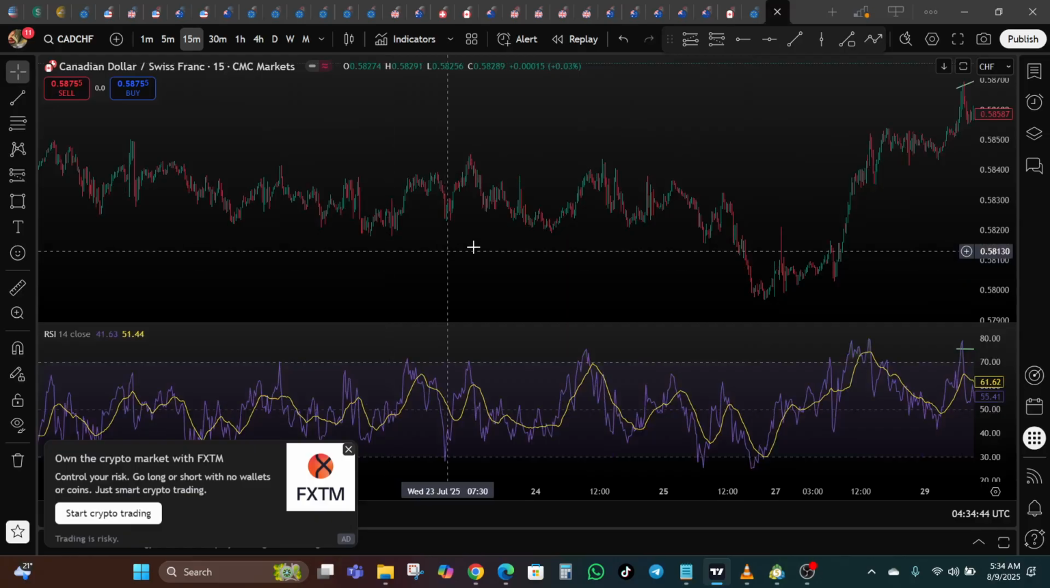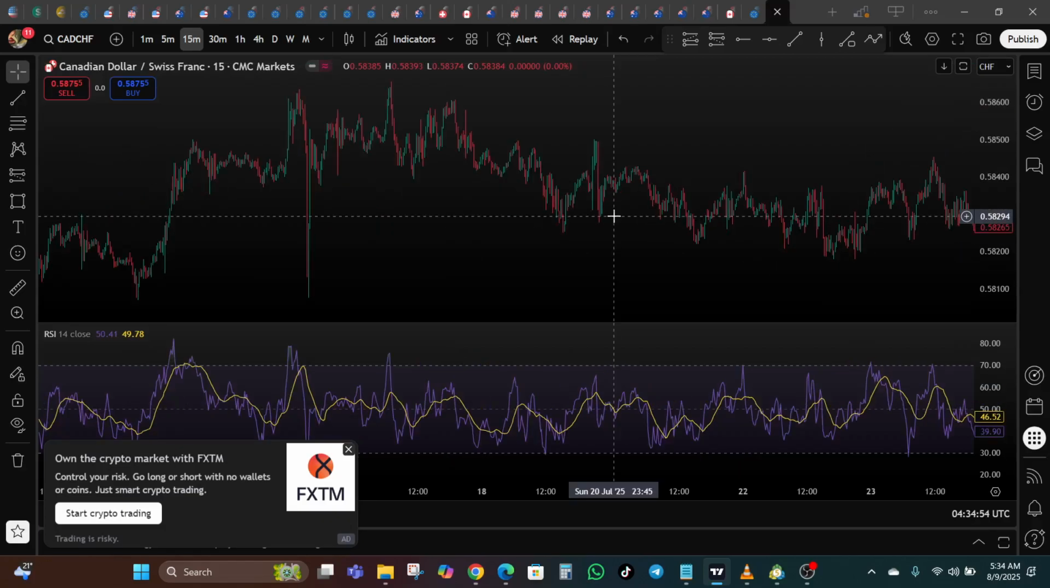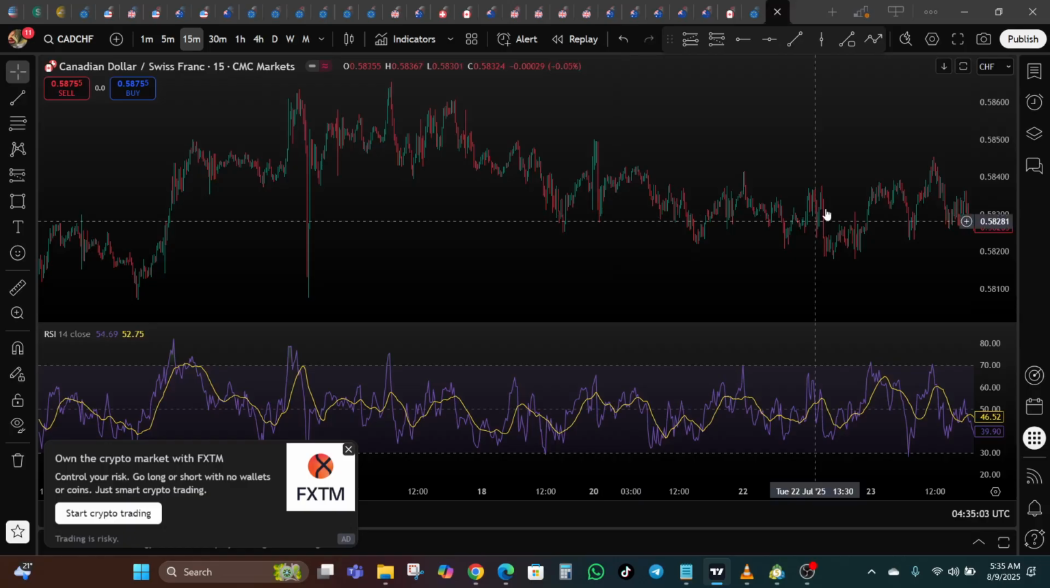When price makes a lower high, but the RSI makes a higher high, that is a hidden bearish divergence. That suggests that the pullback might be over and the trend could continue. So when you can spot both the regular and the hidden divergences and you know how to combine them, you gain a real edge.